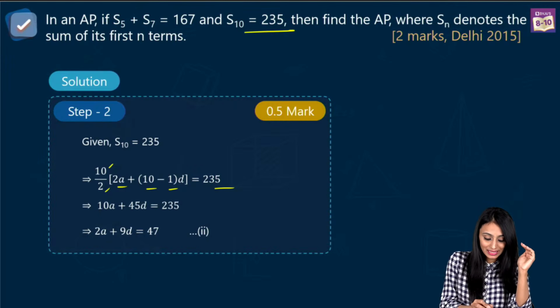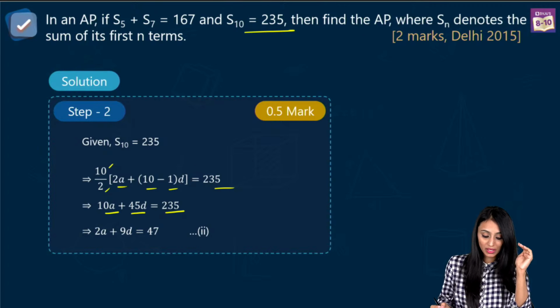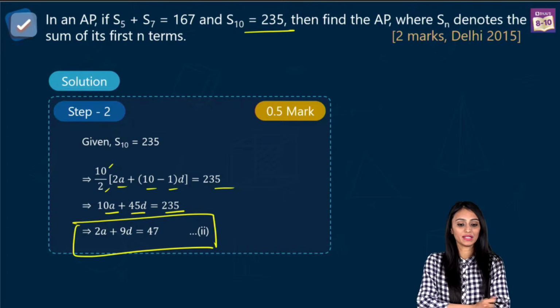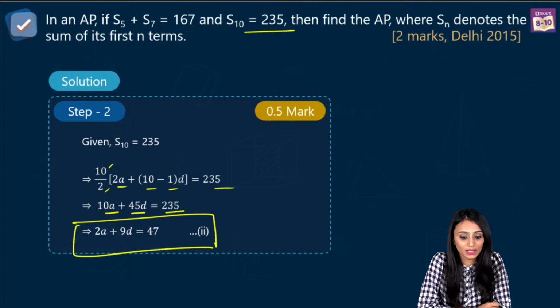So what do we get? We get 10a plus 45d equal to 235, right? Take 5 common and then we come to this equation, 2a plus 9d equal to 47. That's equation number 2. Clear to everyone? The two equations we have got till now.